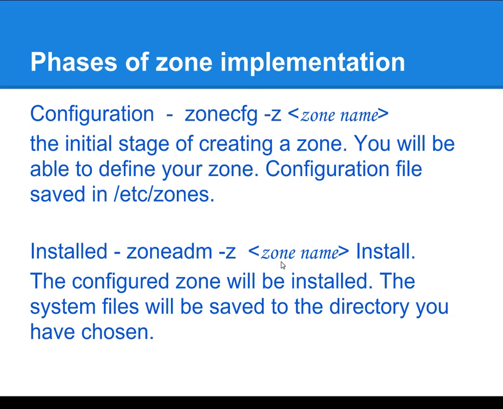Once you select yes, you'll be given the option to actually configure the zone, and once you've completed that configuration, the configuration settings will be stored in /etc/zones. The next step is to actually install the zone. To install it, you would type zoneadm -z app1 in our case, and then install.